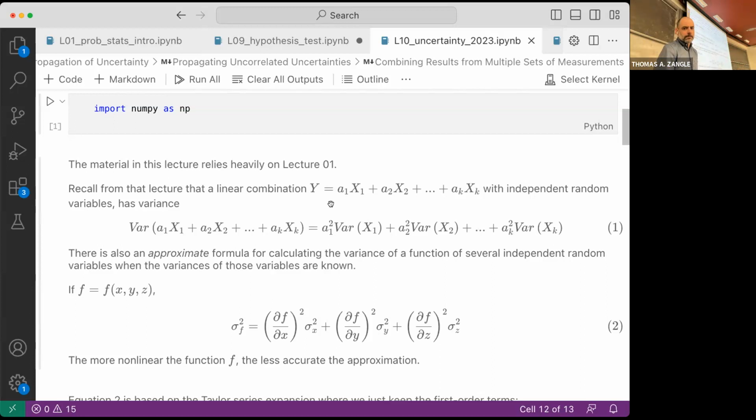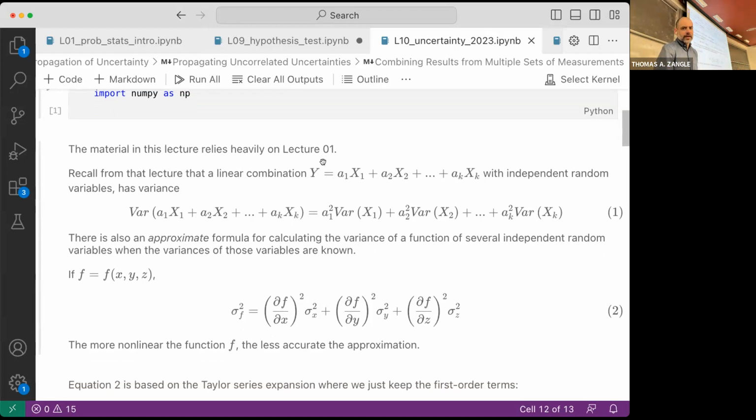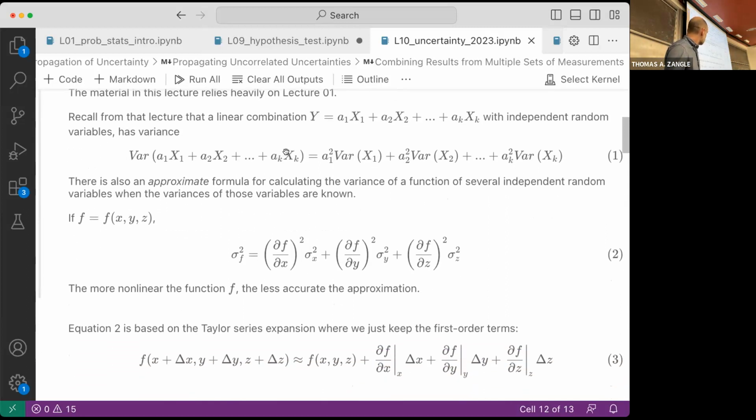And we've seen this already. In lecture 1, we said that if our output, let's say y, is a linear combination of some random variables x with some coefficients a, then we can write the variance of y as a1 squared times variance of x1 plus a2 squared times variance of x2, and so on, right? And so we've seen this before. We saw this on quiz 1. It was also on quiz 2.